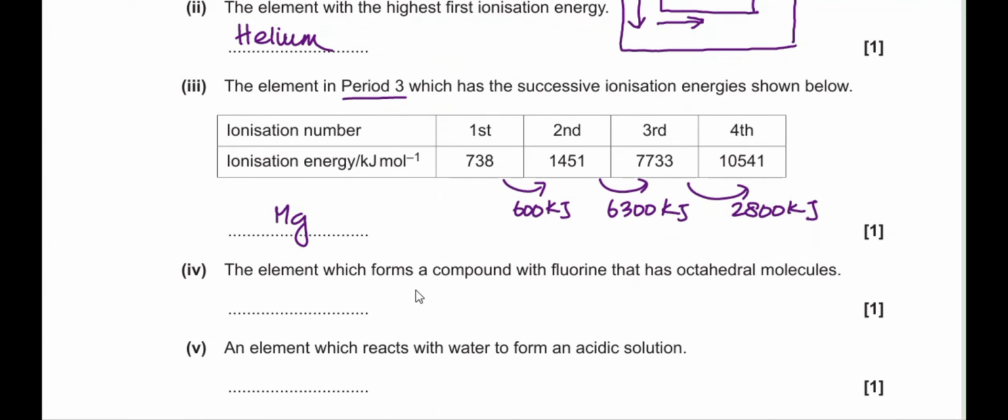Part 4. The element which forms a compound with fluorine that has octahedral molecules. An octahedral molecule is one in which there are 6 bonding pairs of electrons and 0 lone pair of electrons. So it must be sulfur, because sulfur is in group 6 and it has got 6 valence electrons with which it forms 6 bonding pairs with fluorine in this shape, which is octahedral, with 0 lone pairs.